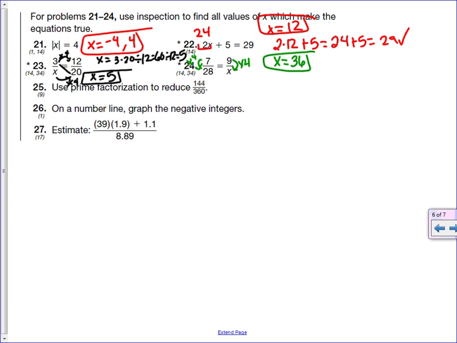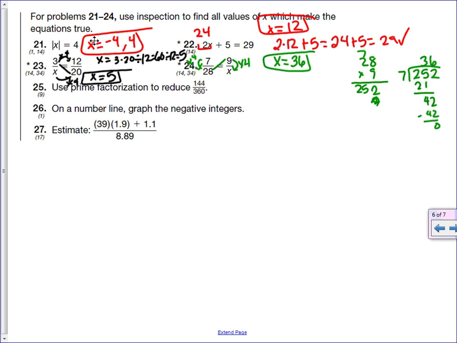And we can check that with cross multiplying, so it would be 9 times 28, which is 252, and then 252 divided by 7. 7 goes into 25 3 times. 3 times 7 is 21. Bring down the 2, 42. 7 goes into 42 6 times. So we still get 36 by cross multiplying and dividing as well.